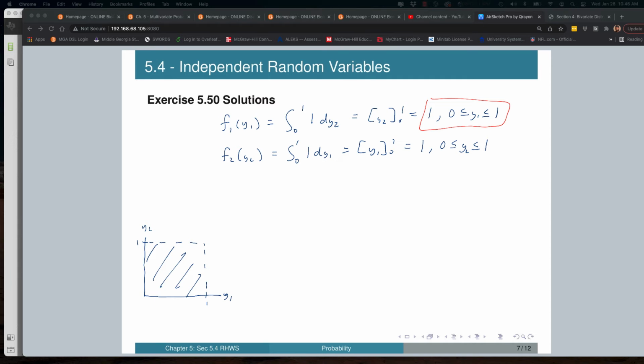So it looks to me like these are going to be independent for sure. Let's show it by doing the following. Say that f of y sub 1, y sub 2 has to equal the marginal of the first times the marginal of the second, and that's just 1 equals 1 times 1, which is true all day long. So y1 and y sub 2 are independent.